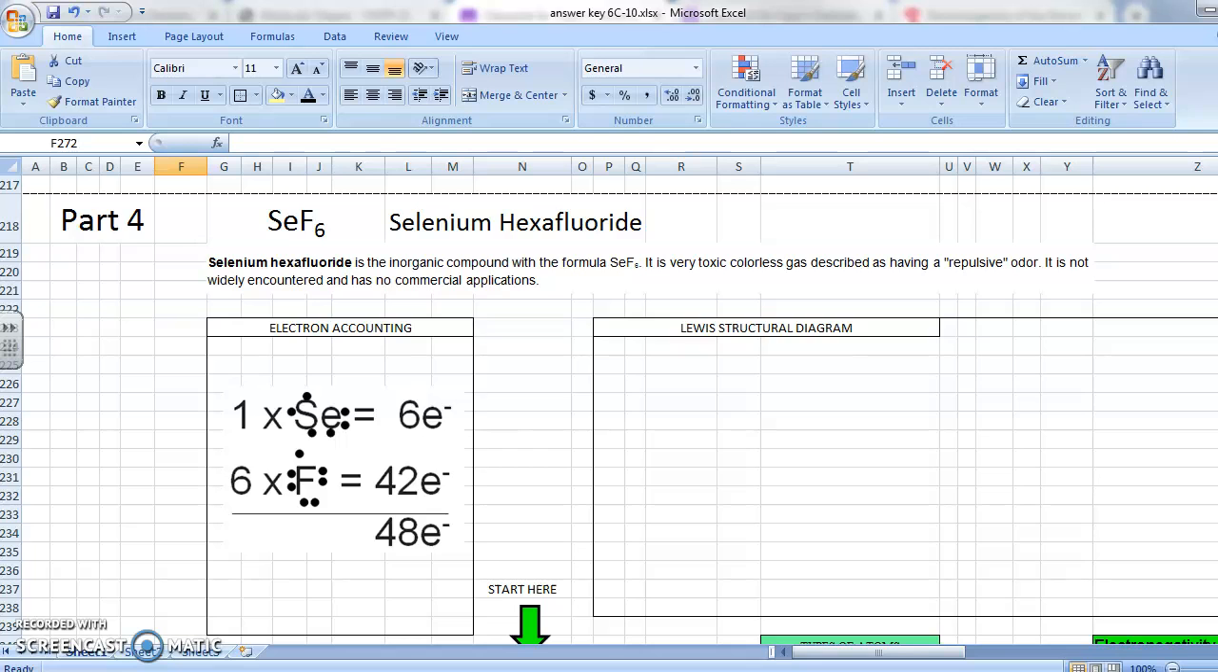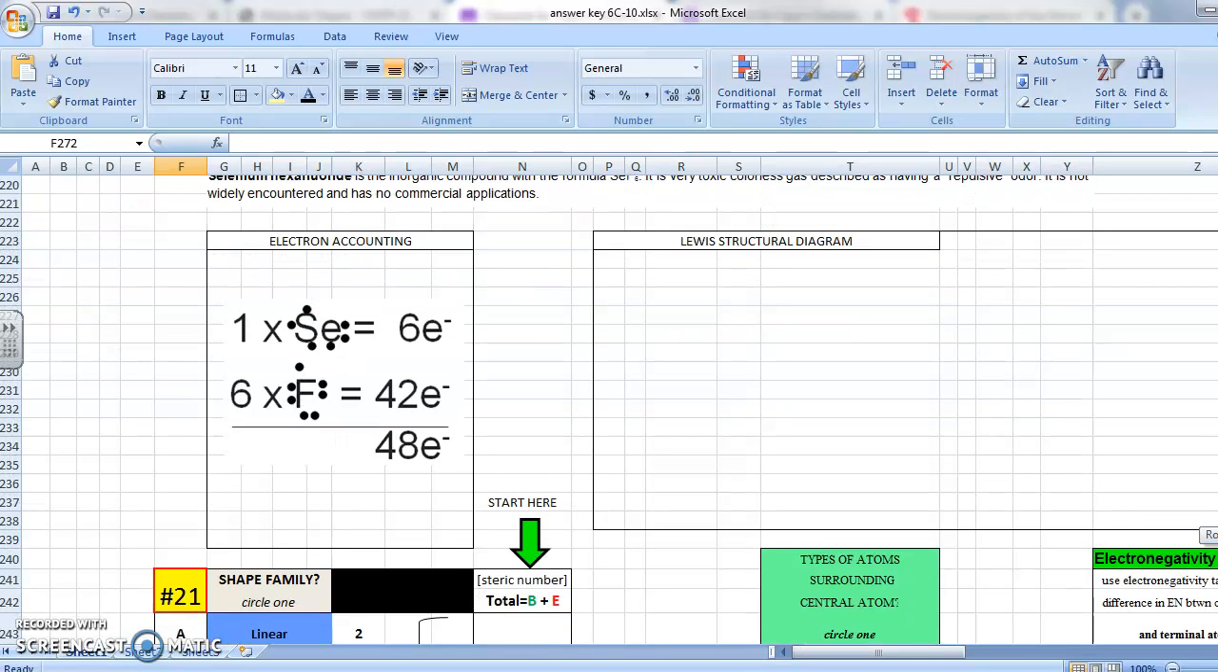Let's go ahead and draw this, starting with how many electrons should be on this molecule. Selenium is in Roman 6, so it has 6 valence electrons. The fluorines are in Roman 7, so they have 7 valence electrons. 6 times 7 is 42. We're working with 48 electrons.